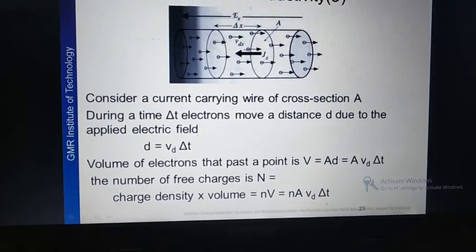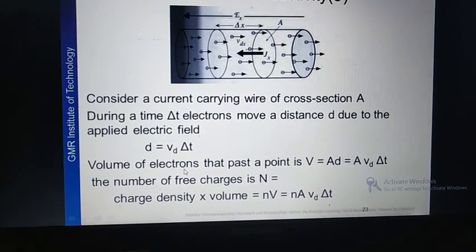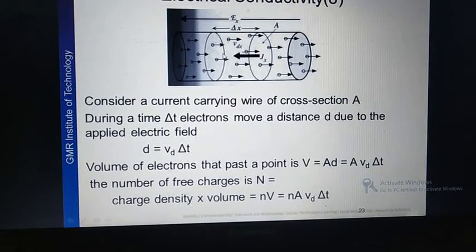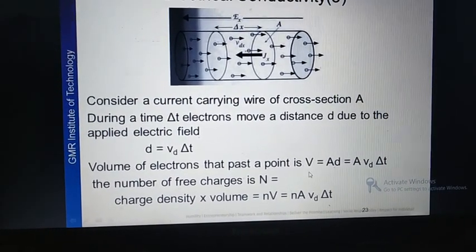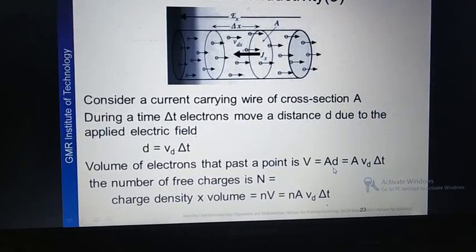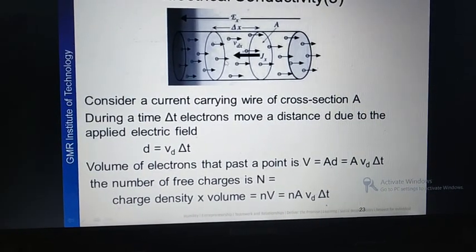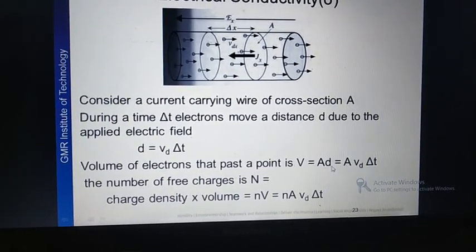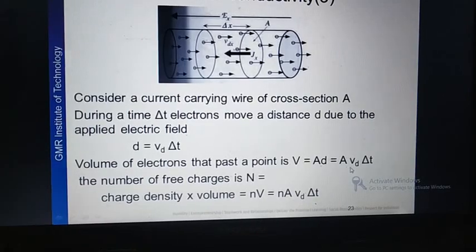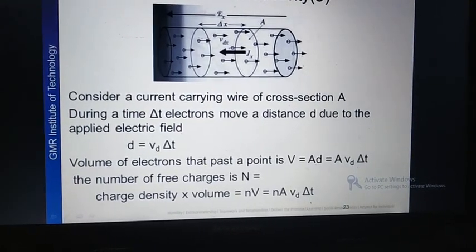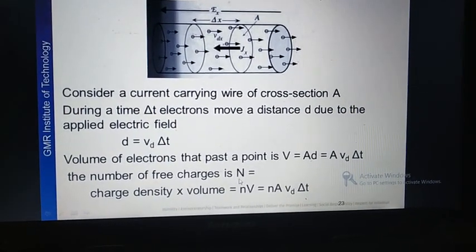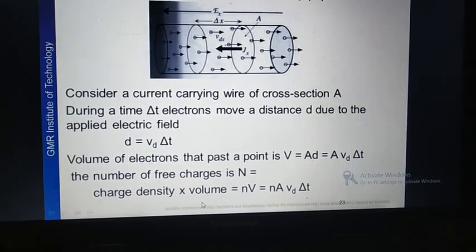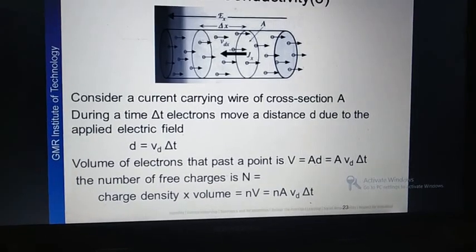Now, how much volume of electrons passes a point, that is, how many electrons will move, is given by V is equal to A into d. So the area into d gives V is equal to A d. The volume of electrons is A into Vd into delta t. So how many charges will move is given by charge density into volume. How many charges are present in that material.